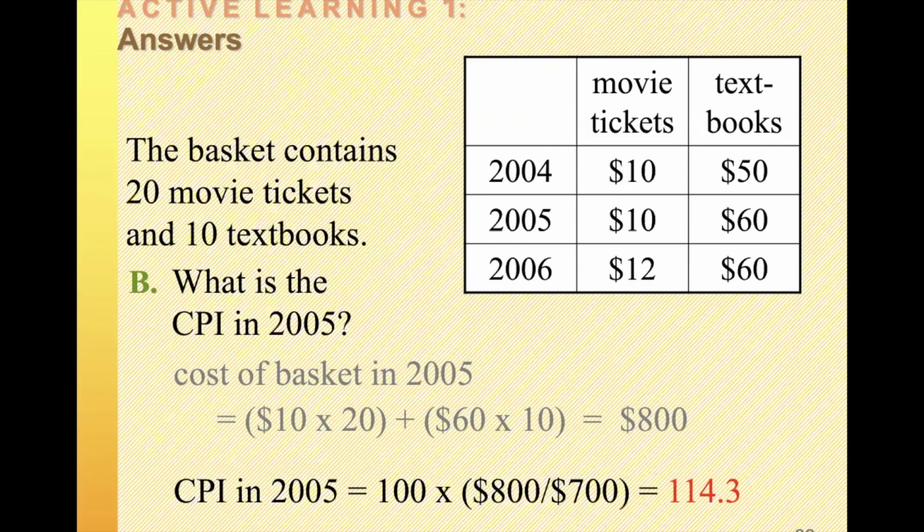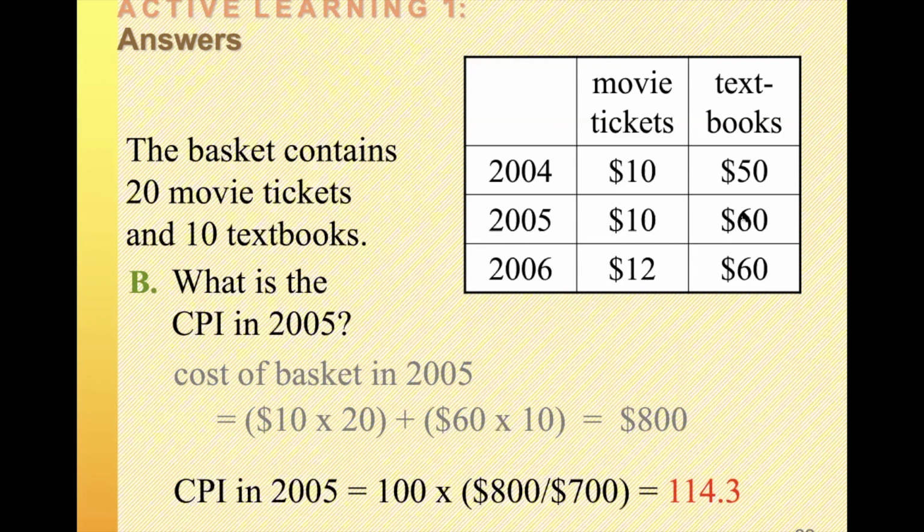Because CPI in the base year must be equal to 100, right? And then we get a CPI in the second year, 114. So this will tell us inflation is 14.3% from the base year.